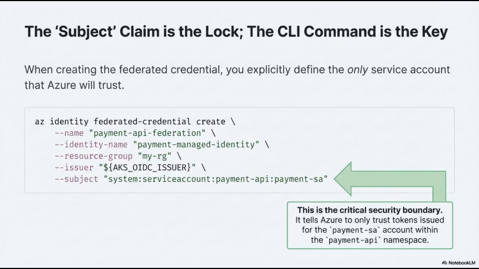It instructs Azure to exclusively trust tokens issued for the payment-SA account located within the payment-API namespace. By being this specific, you ensure that only the intended workload can assume the managed identity, providing a robust and granular layer of security for your cloud resources.